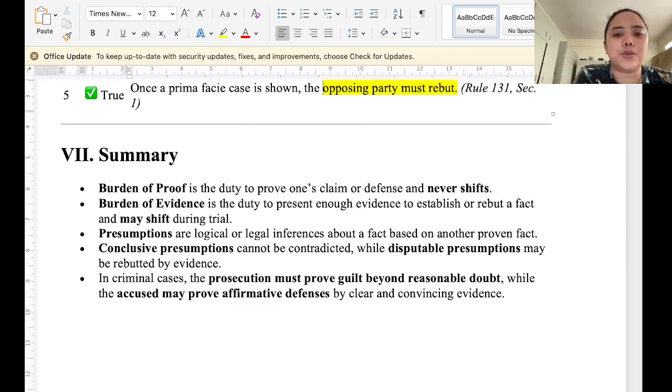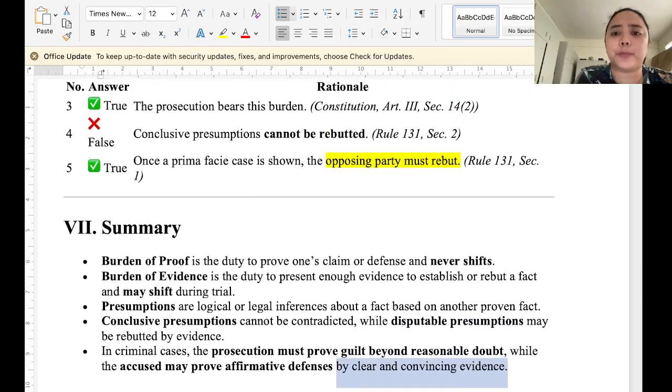The burden of evidence is the duty to present enough evidence to establish or rebut a fact, and this may shift during trial. Presumptions are logical or legal inferences about a fact based on another proven fact. Conclusive presumptions, class, cannot be contradicted, but a disputable presumption can be rebutted by evidence. In criminal cases, the prosecution must prove guilt beyond reasonable doubt, while the accused may prove affirmative defenses by clear and convincing evidence. So that is all for Module 12 before we proceed to Module 13.